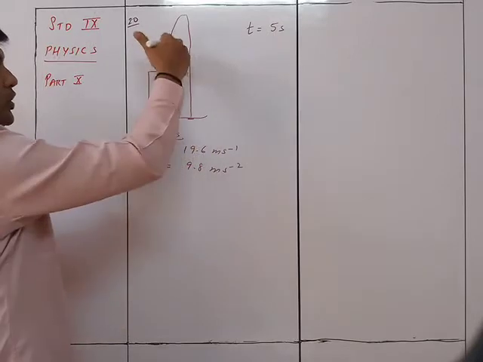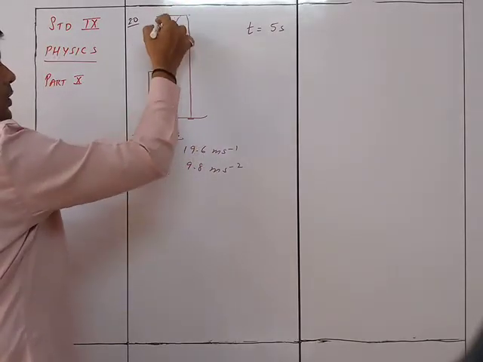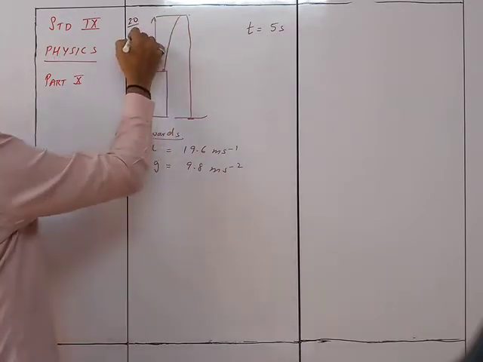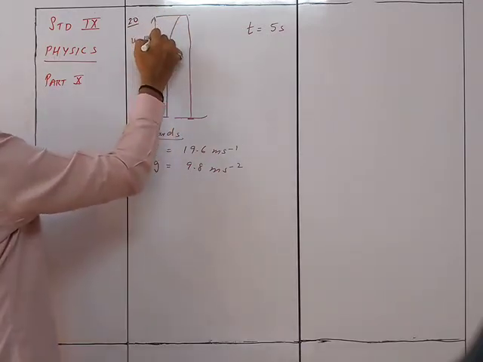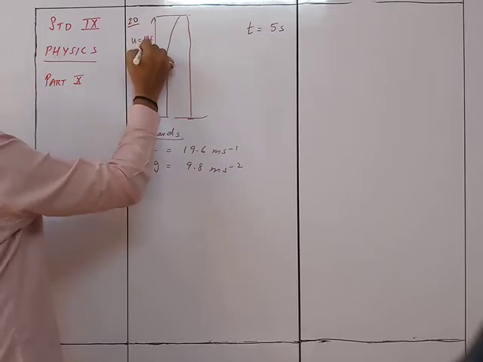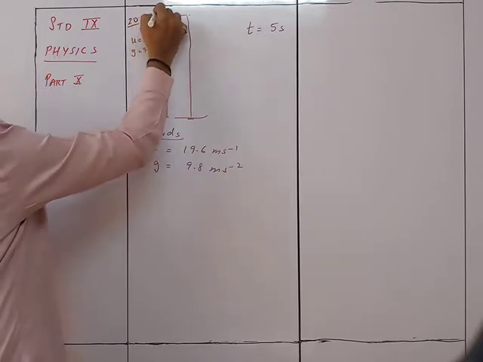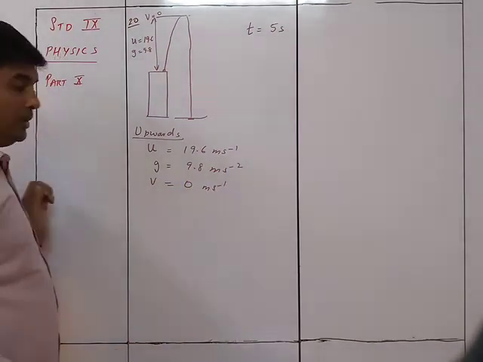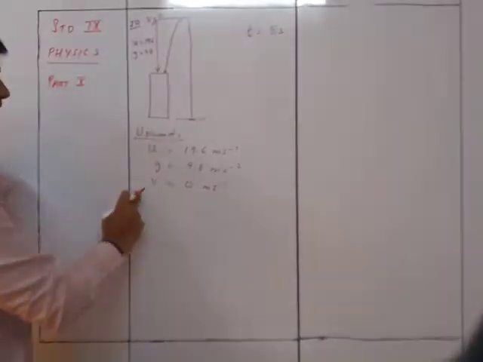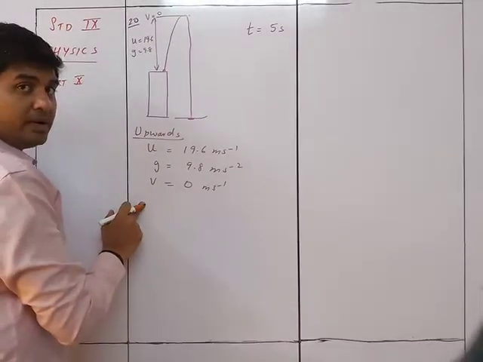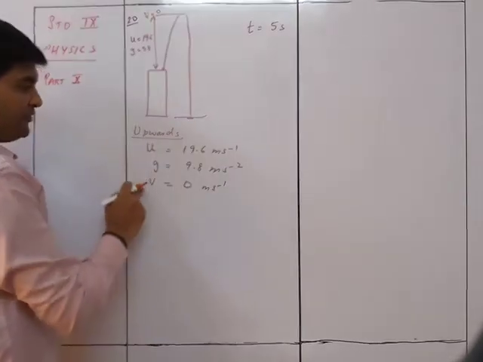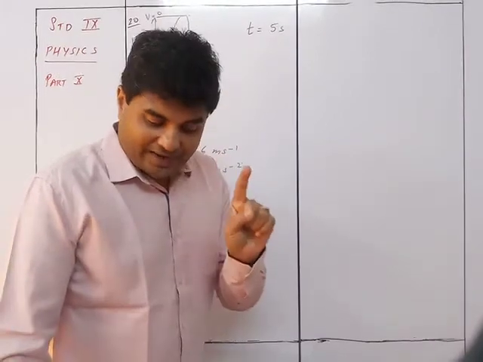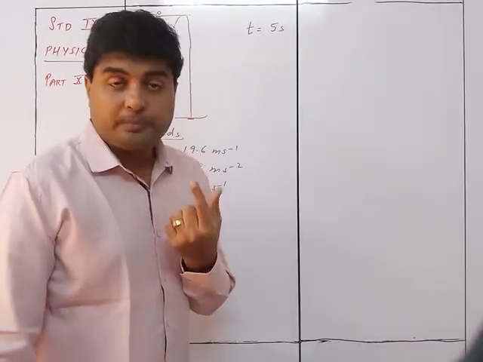We are not taking that because we don't know the time from here to here. So here we know between this and this, that u is equal to 19.6 and g is 9.8. v will be equal to 0. So here v is equal to 0 meter per second. So with this, I can find out the height over here as well as the time over here. Both the things I can find out. So first of all, let us find out the height, because we need to find out the height of the tower and the velocity of the ball when it reaches the ground.